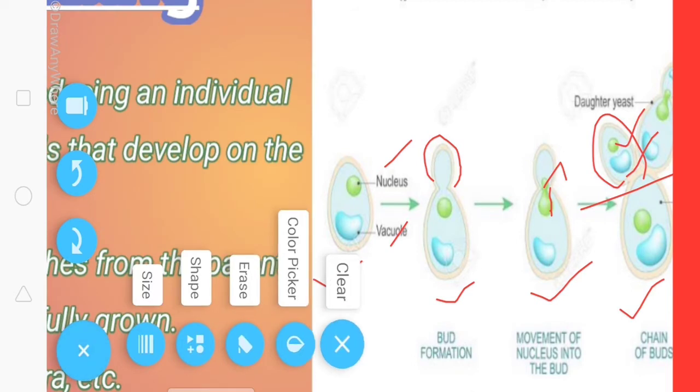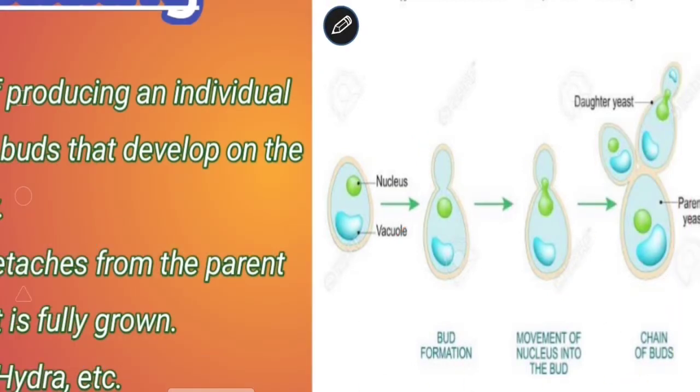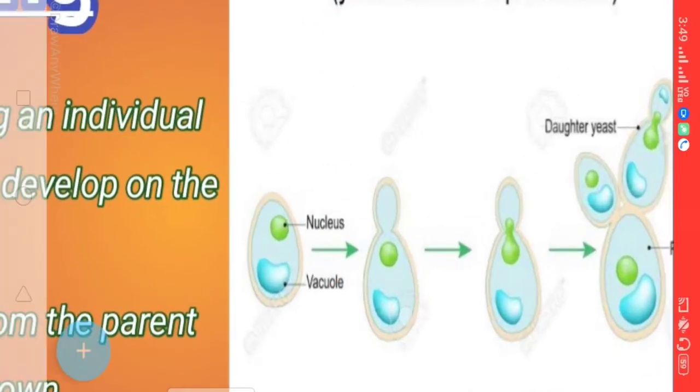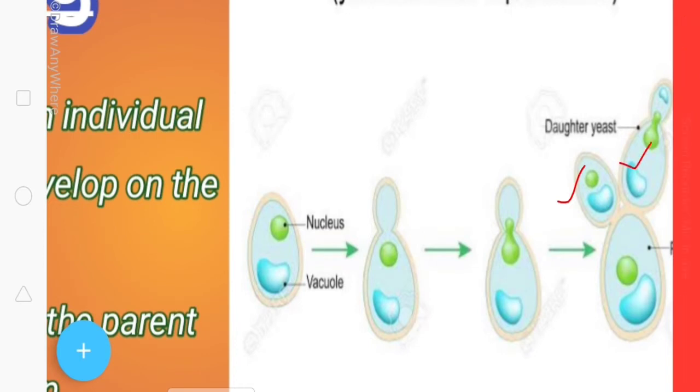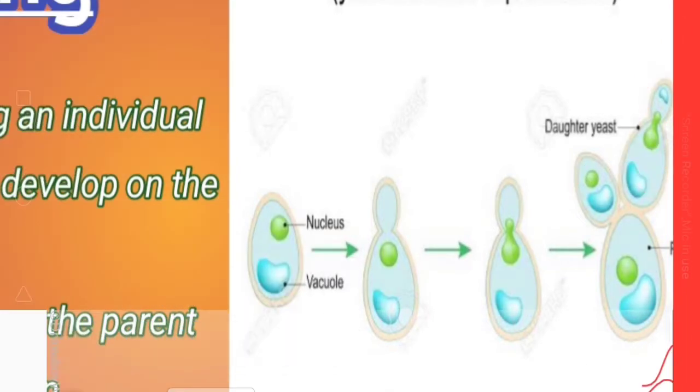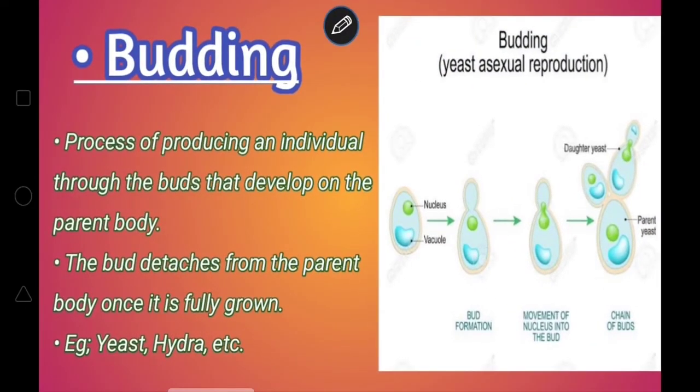In this image we can see that two daughter cells are formed, meaning two daughter yeast, and from this one we can see that another bud formation is also taking place. For this bud, this is the parent yeast. In this way, similarly, there can be budding in hydra also.